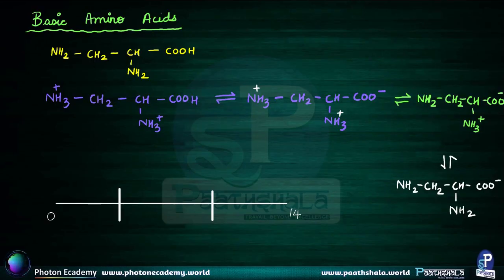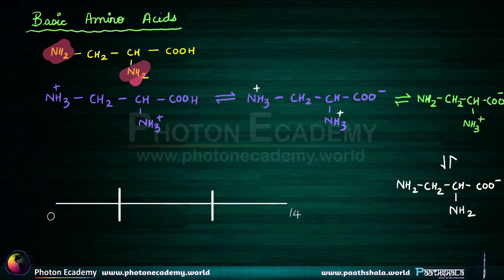So now we come to the new topic, that is the basic amino acids. In basic amino acids, we know that NH2 groups are greater in number than the COOH group, and therefore when protonation occurs, it leads to H+ being added on both the NH2 sides, and thus a dication develops.